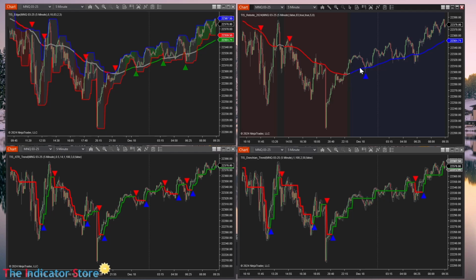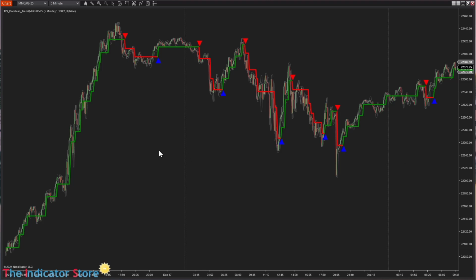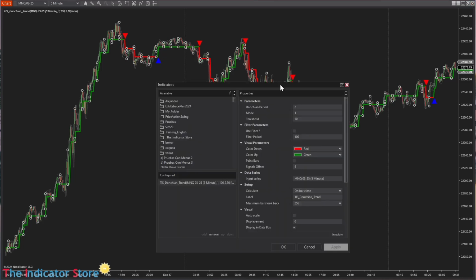So we are not targeting reversals. For reversals, we have these 2 other indicators, the Donchian Trend and the other trend. The Donchian Trend is just a few months older than the other one. Both work more or less the same, and you can see we are entering the market when the market goes in the other direction, so we can make it really sensitive.